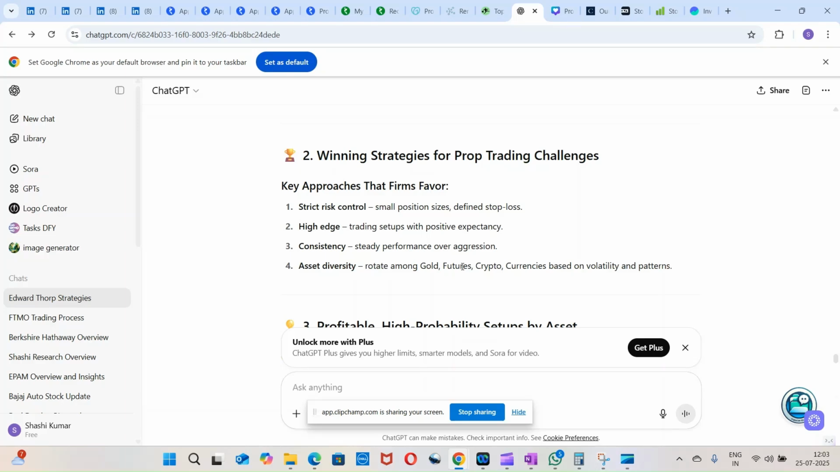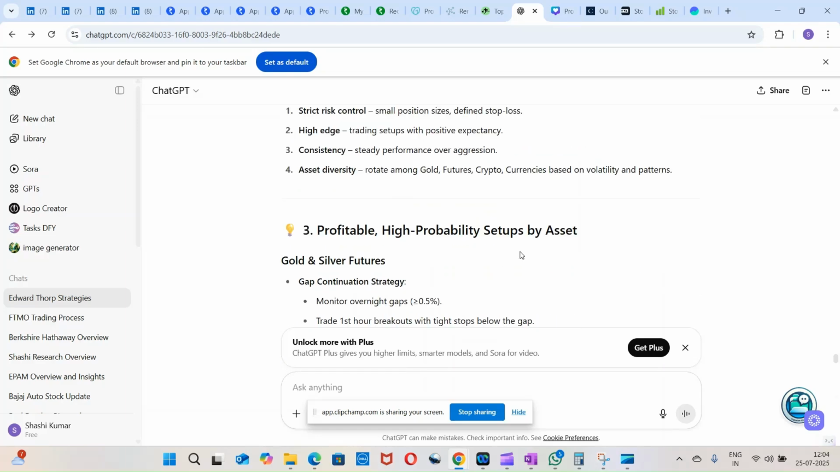Asset diversity, so this is diversification, also helps you rotate among gold. We are talking of prop challenges, so there is no Nifty, Bank Nifty, Indian stocks, all that in these challenges. It's all international markets: gold, futures, cryptocurrencies. These are the assets we're talking about. So you rotate among them. Whenever you find an opportunity in one, use that, based on volatility and patterns, and trade. That will give you an edge, and some strategies to win the challenges also.